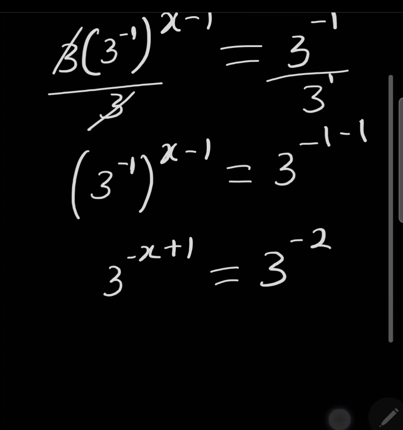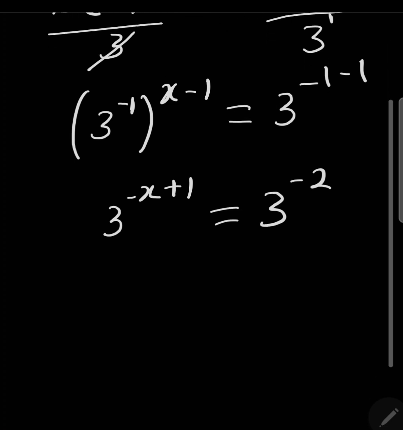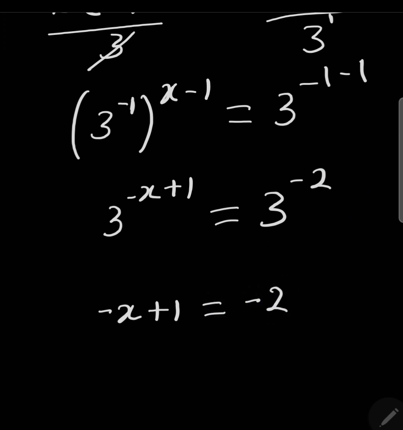Now what do you notice? The bases are now the same. So when the bases are the same, we just cancel out the base, then we equate the exponents. So as you can see, 3 here and also 3 here. So we just equate the powers. So the first power is minus x plus 1, which is equal to the second power, which is minus 2.